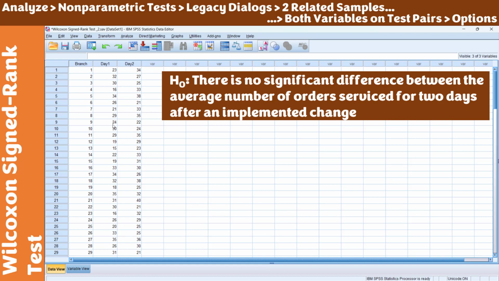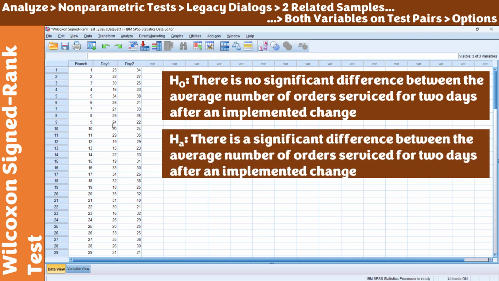The alternative hypothesis states that there is a significant difference between the average numbers of orders serviced for 2 days after an implemented change. I don't know if my structure is understandable, but it means day 1 and day 2. It should be like that.